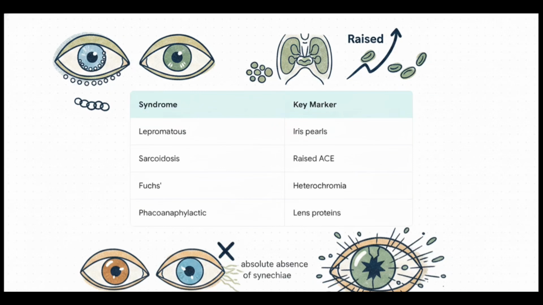Fuchs uveitis is a really fascinating one. It presents with iris heterochromia, so the eye color actually changes, but notably there is an absolute absence of those sticky synechiae we just talked about. And then there's phacoanaphylactic uveitis, which is a massive, severe reaction triggered simply because the eye's own lens proteins accidentally leaked out of their capsule.